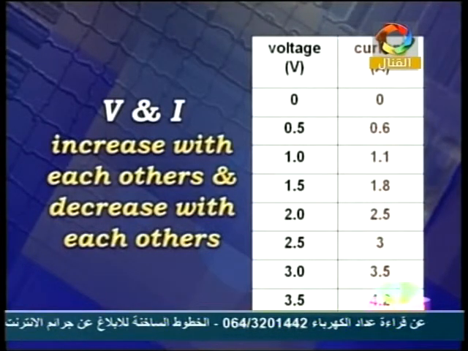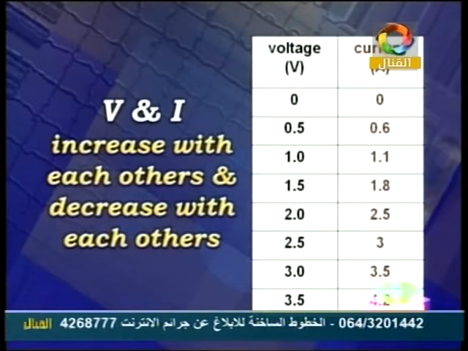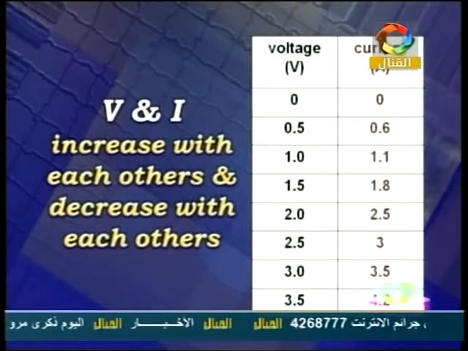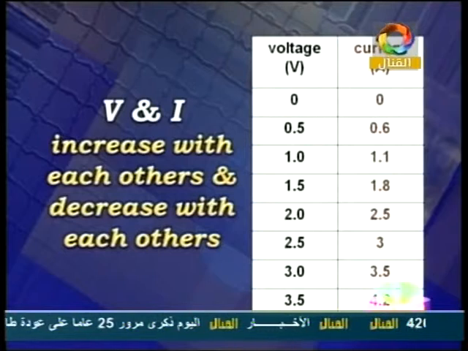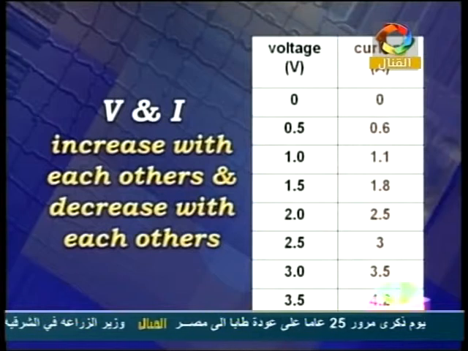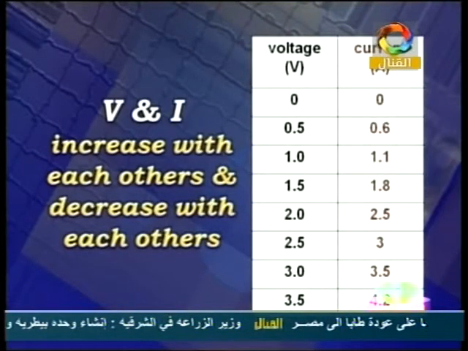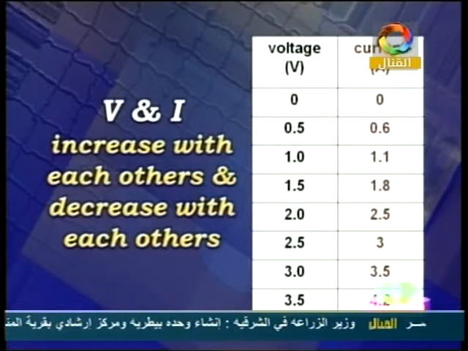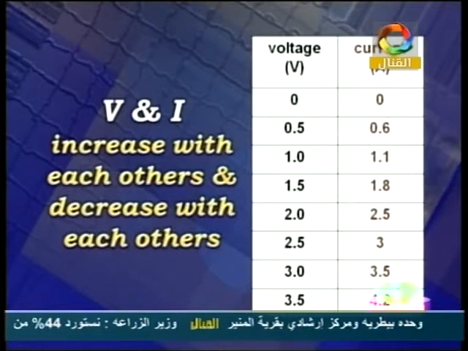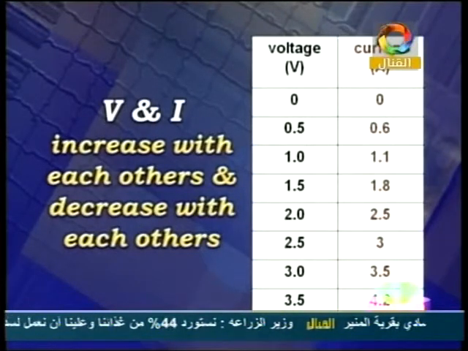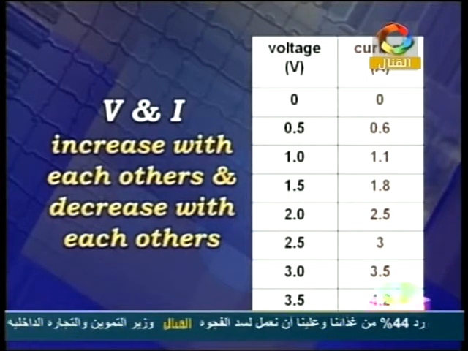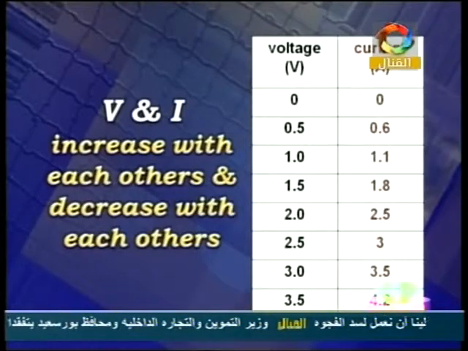We have a table and we have the voltage: 0, 0.5, 1, 1.5, 2, 2.5, and so on. Here we have the electric current. It is 0, and it increases each step with V. So I have a result. The potential difference V and electric current intensity I increase with each other and decrease with each other. It means V is directly proportional to the electric current intensity. So it is Ohm's law.